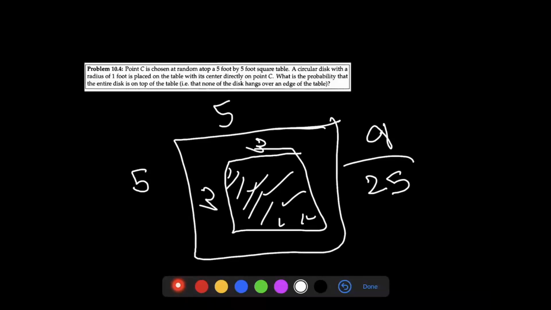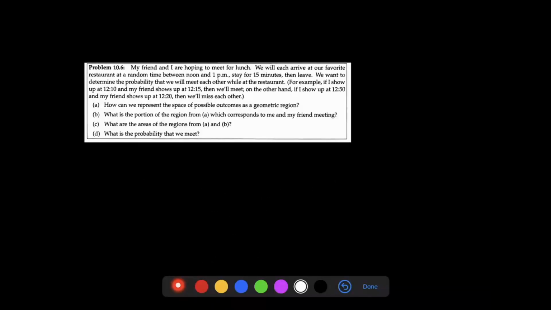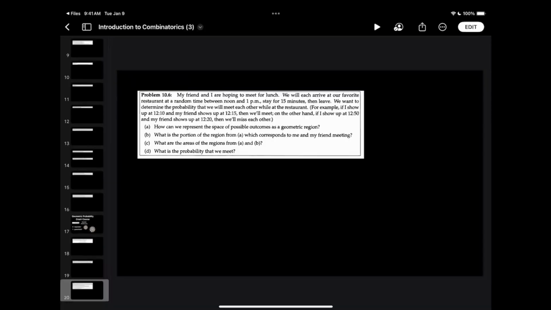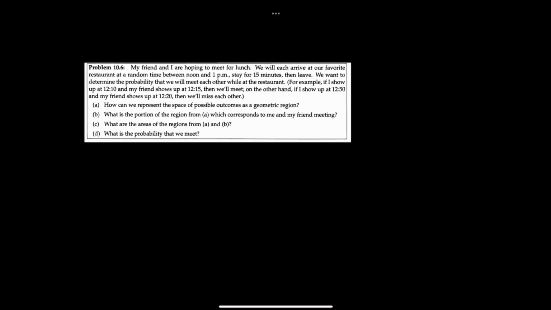So that's kind of how you use area. Let's try to use, because area is really useful as a probability tool. So let's see an example of it being put to work. My friend and I are hoping to meet for lunch. We'll each arrive at our favorite restaurant at a random time between noon and 1 p.m., stay for 15 minutes, and then leave. What's the probability that we meet each other while at the restaurant?